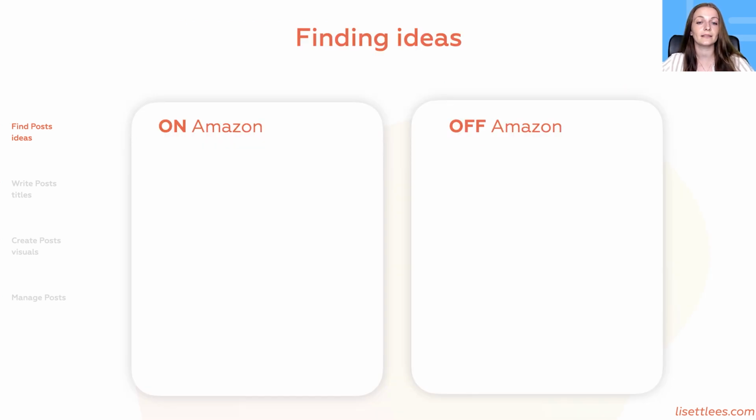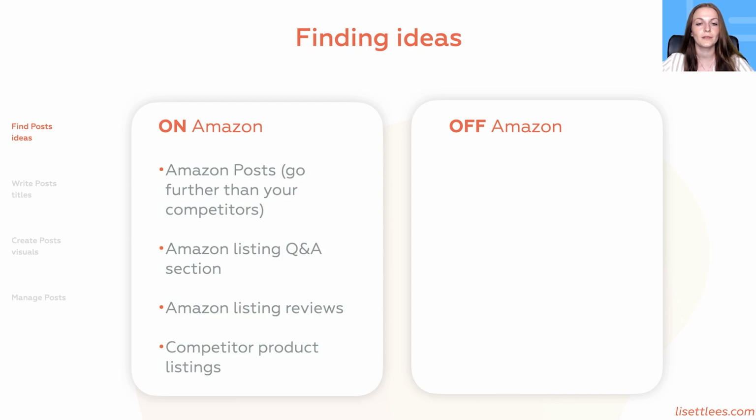I divided inspiration sources into two categories. There's on Amazon and off Amazon sources. So let's start with on Amazon ones. First, of course, have a look at Amazon posts. And keep in mind, not only look at your direct competitors, but also discover posts from the same product category and also from other categories.